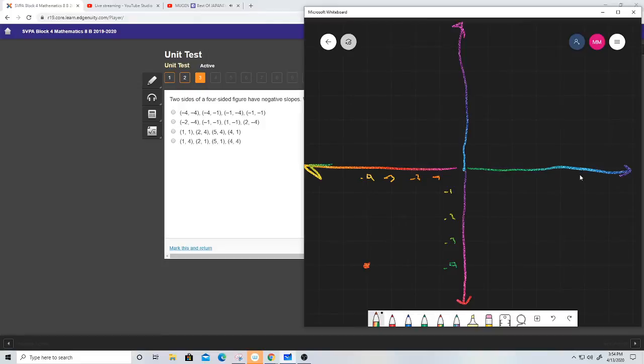Alright, next one. -4, -1. Does that have a slope? No. So I don't even like the first one. I'm not even going to do it anymore, because you're not going to give me that. Alright, -2, -4. So I'm trying the next one. -2, -4 is here. And then -1, -1 here.